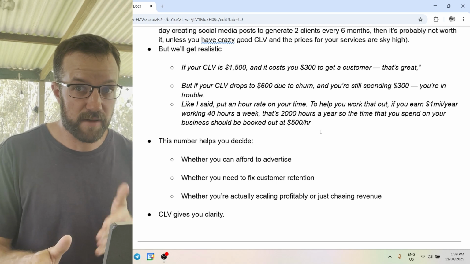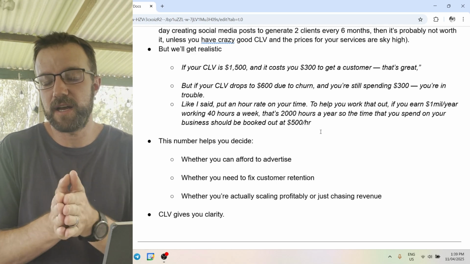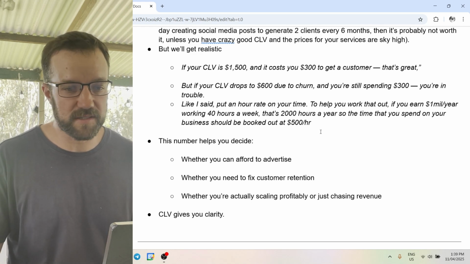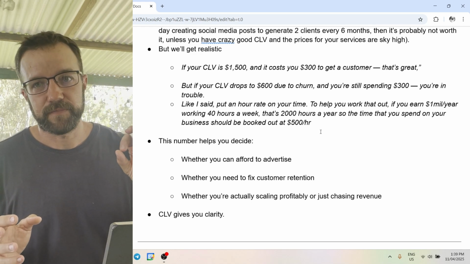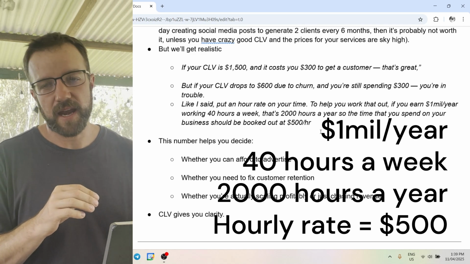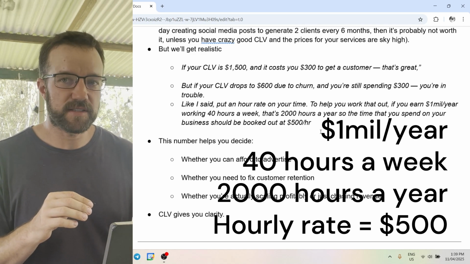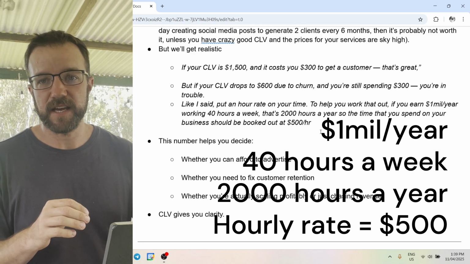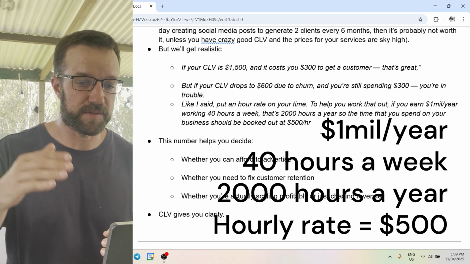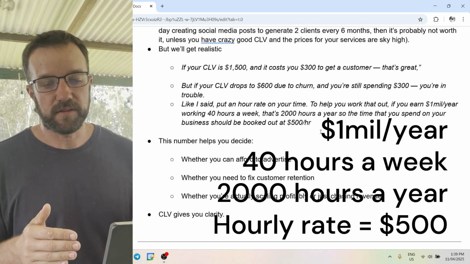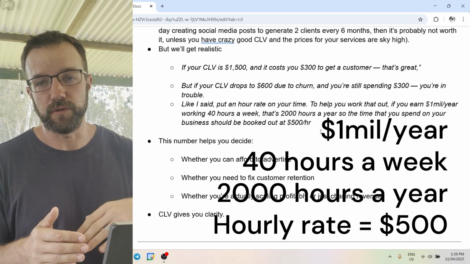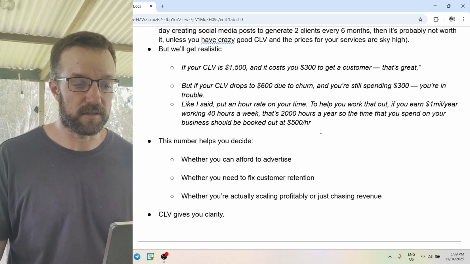And like I said, you have to put an hourly rate on your time, to work out how much you should be spending on anything in your business. To make the maths easy once again, if you earn $1 million a year and you're working 8 hours a day, 5 days a week, so 40 hours a week, that's $2,000 a year that you're spending on your business. And that means that each hour is worth $500 to you, because you're earning $1 million a year.